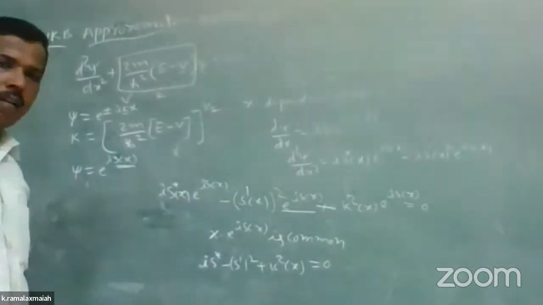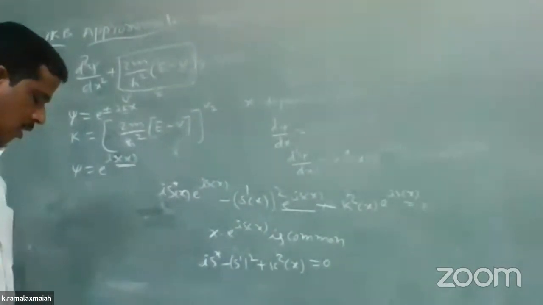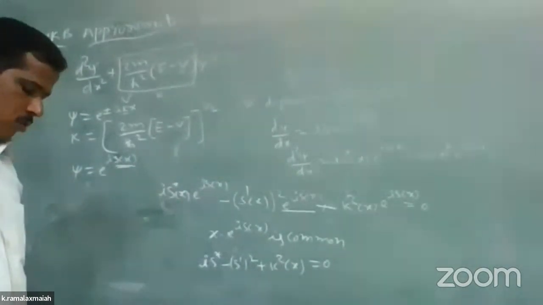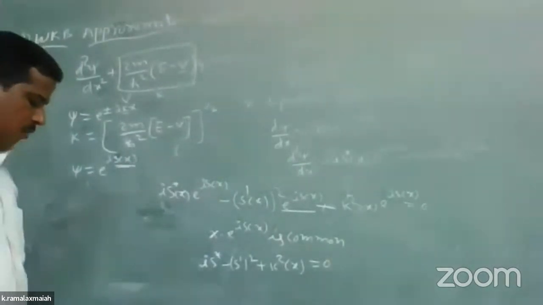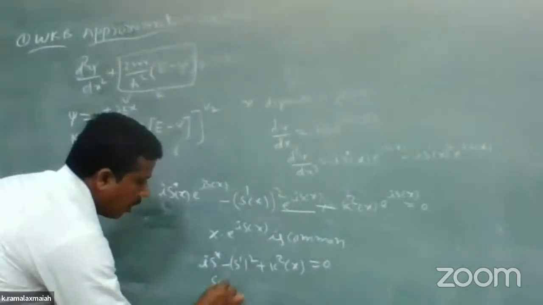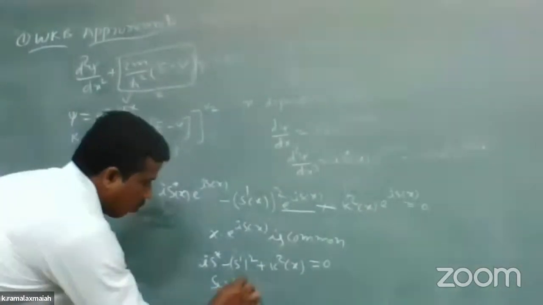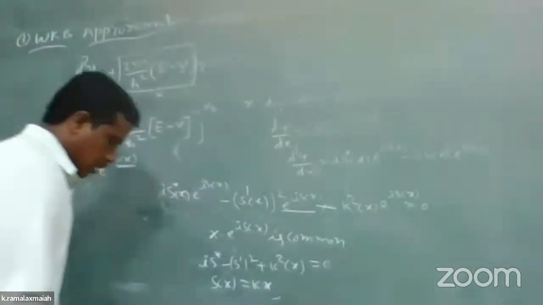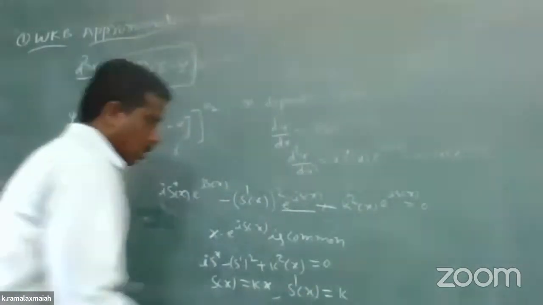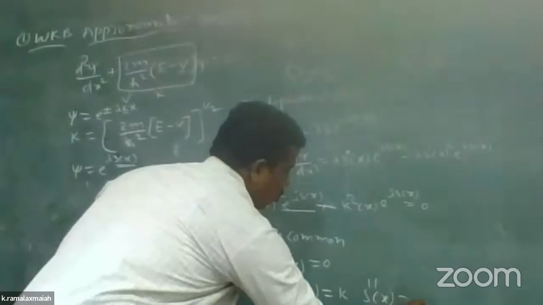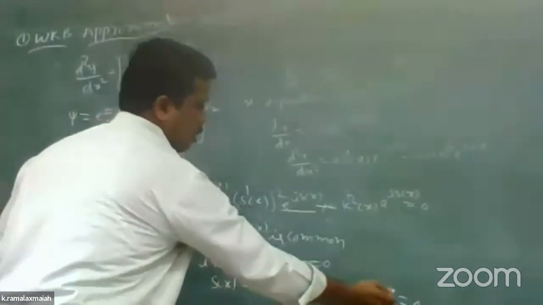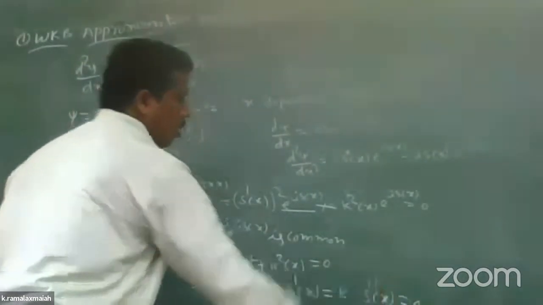So this is the non-linear equation. Non-linearity is used to develop a simple approximation method for solving for a free particle. For the free particle, the three values are: s of x is equal to kx, s dash of x is equal to k, and s double dash of x is equal to 0, since s is the constant. That is the derivative three times.